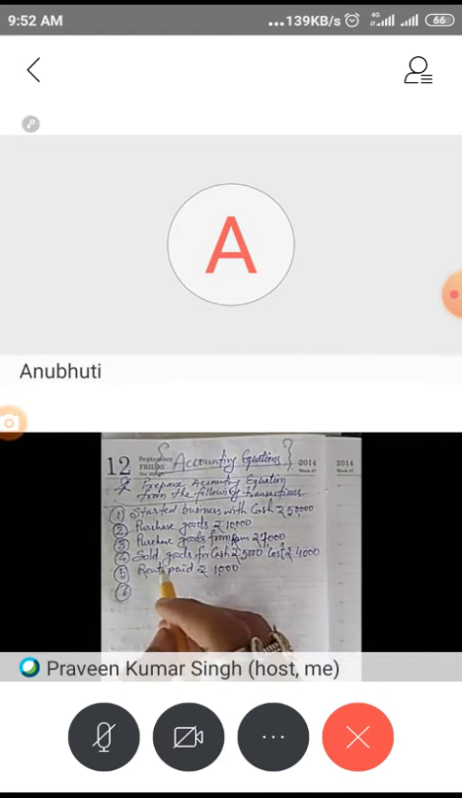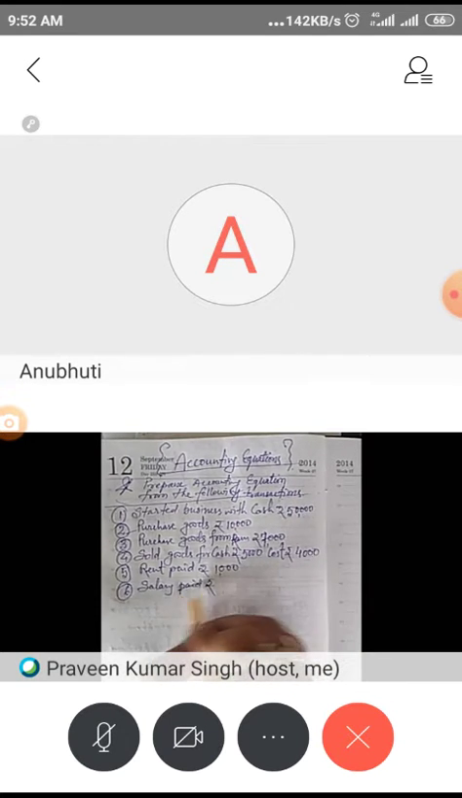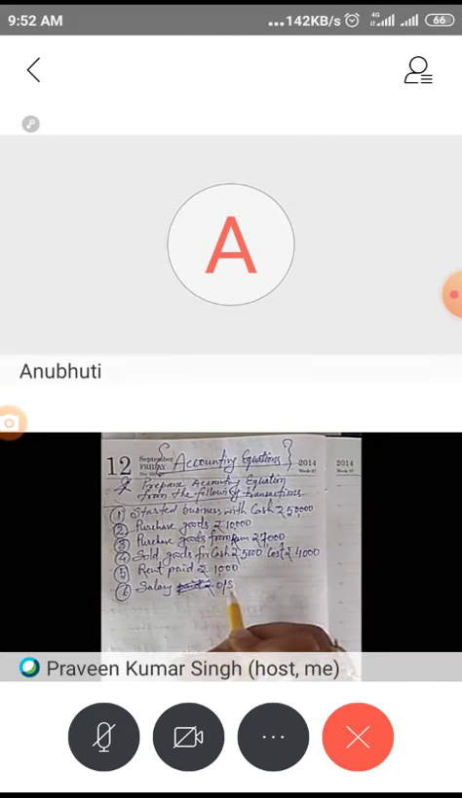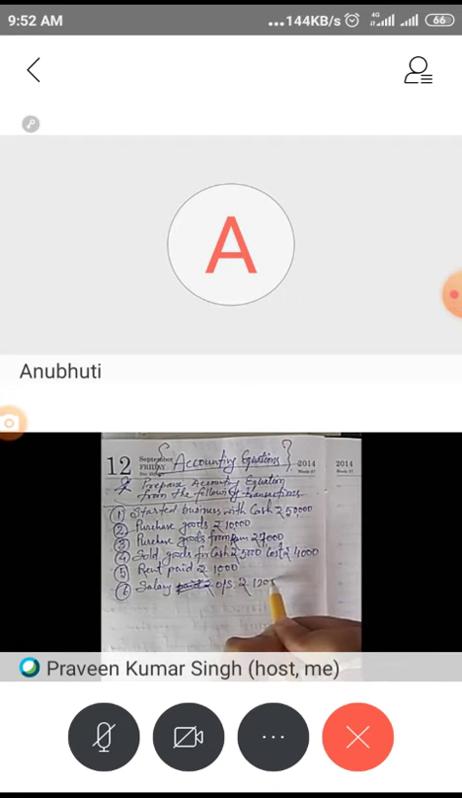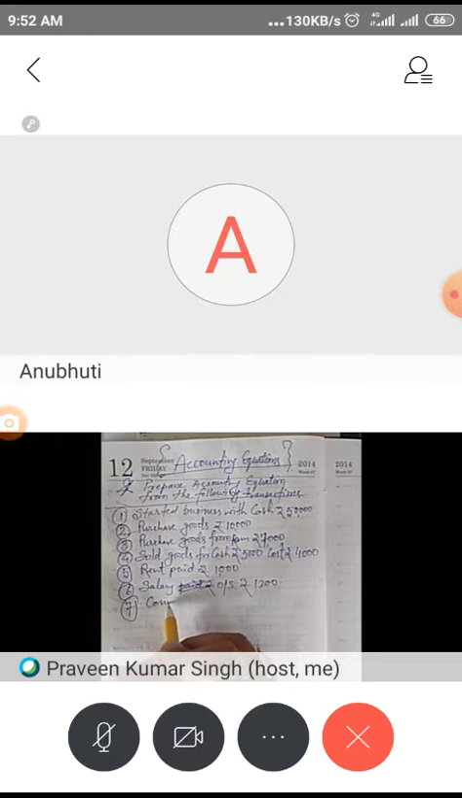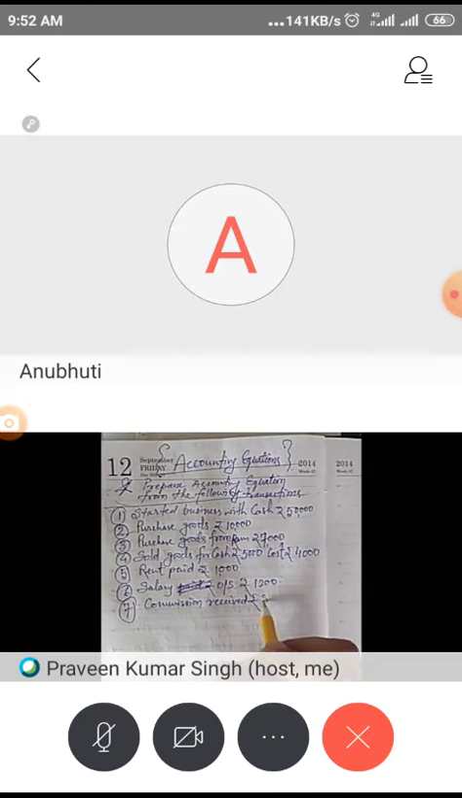Sixth transaction is salary paid, sorry, salary outstanding. O by S means outstanding, rupees 1,200. Seventh transaction: commission received rupees 500.